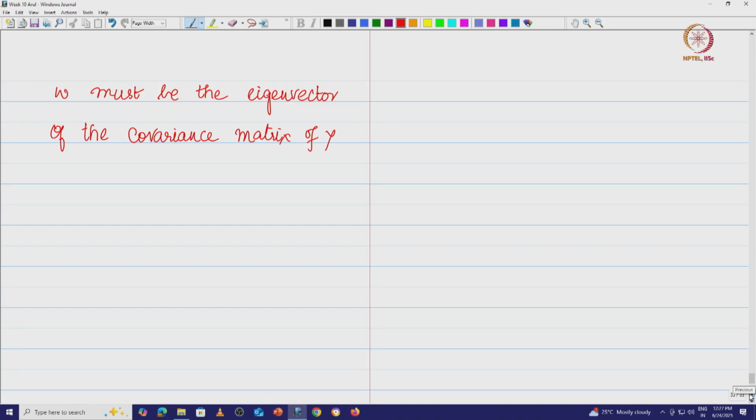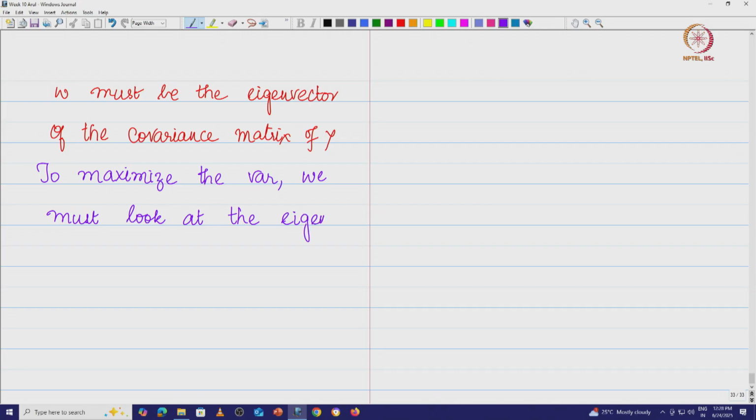So, we have figured out that, in order to maximize the variance, W must be the eigenvector of the covariance matrix. So, to maximize the variance, we must look at the direction of the eigenvector of the covariance matrix.